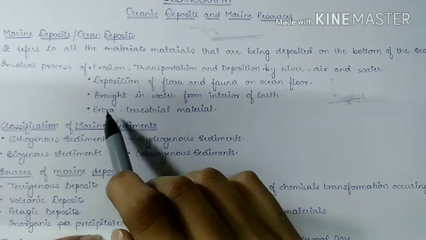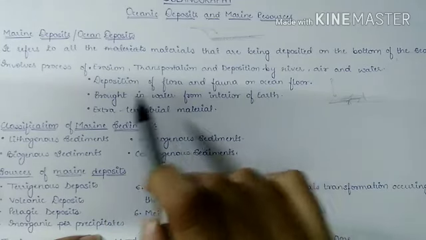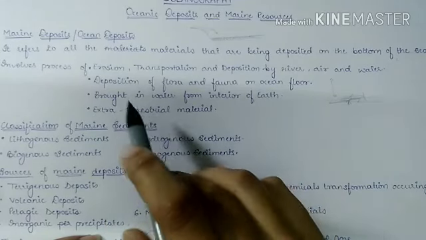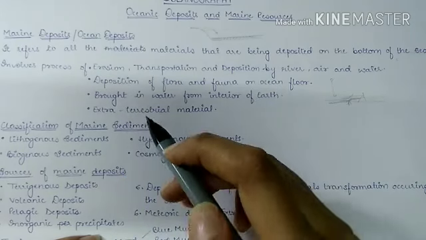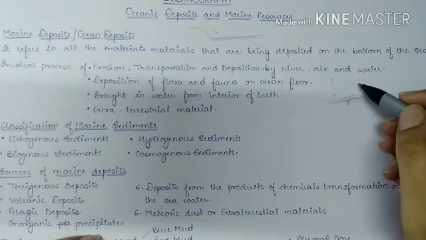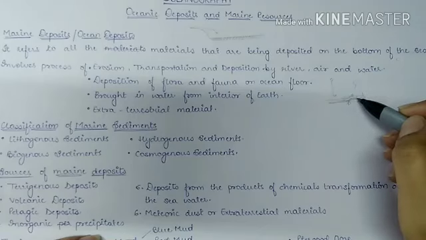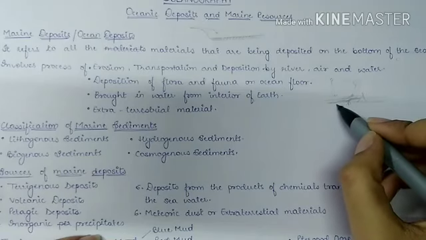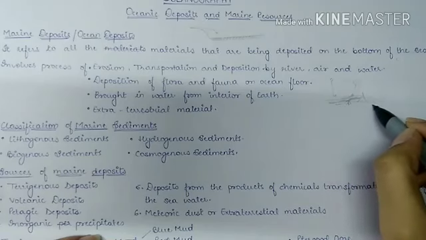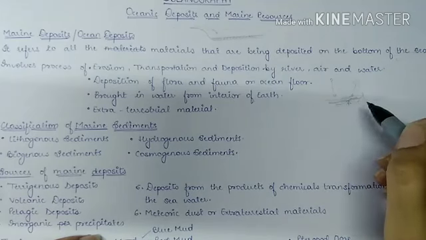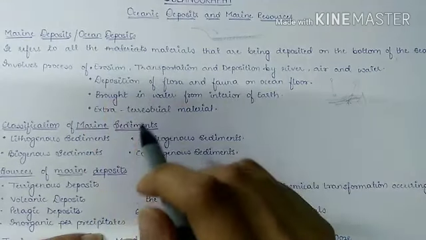Then another thing we have is extraterrestrial material. The best example is meteors. The meteors that fall on the ocean get deposited on the ocean bottom, and they also contribute to oceanic deposit.